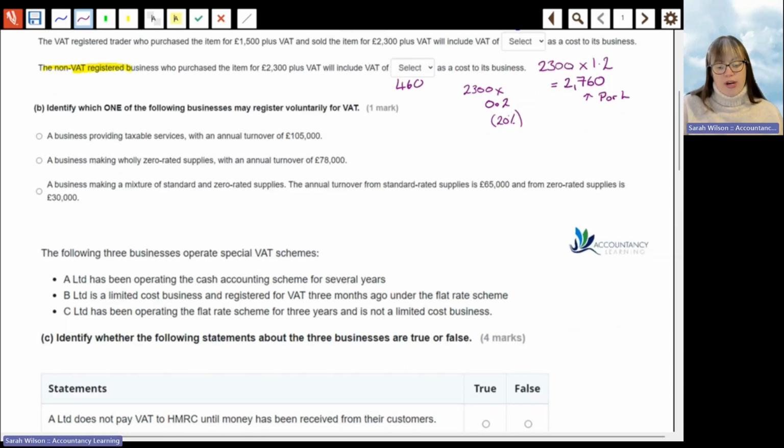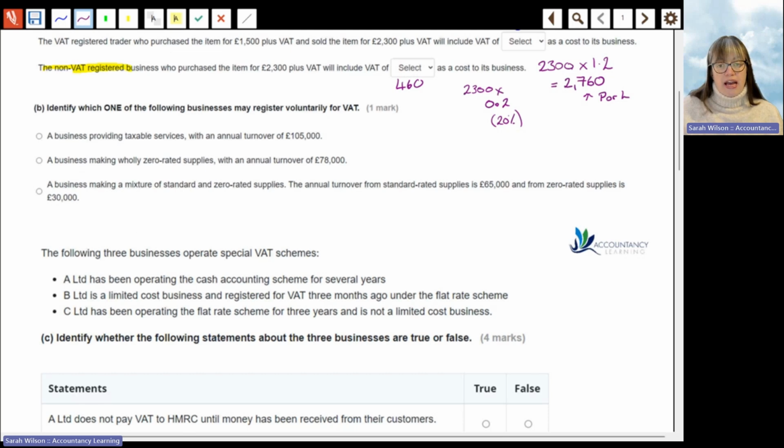Next, identify which one of the following businesses may register voluntarily for VAT. We're given 3 businesses. A business providing taxable services with an annual turnover of 105,000. A business making wholly zero rated supplies with an annual turnover of 78,000. And then a business making a mixture of standard and zero rated supplies. The annual turnover from standard rated supplies is 65,000 and from zero rated supplies is 30,000.